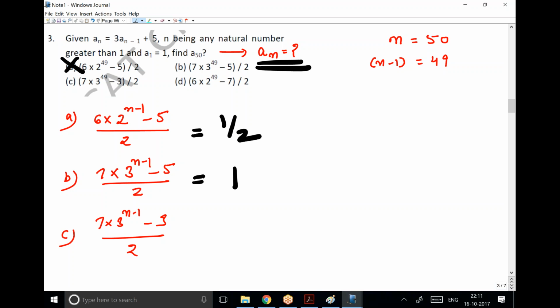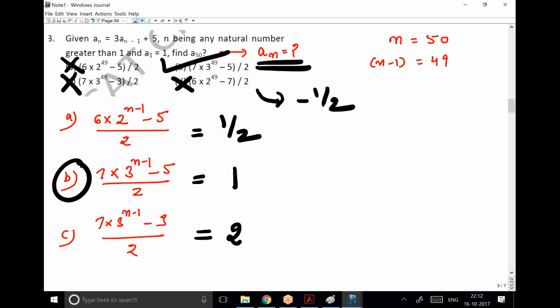I'm not saying it is our answer. It may be, may not be. I'm not sure about this. Look at the answer option C here. If we put 1 there, it comes out to be 2, which is again not possible. And if you look at our last answer option, which is answer option D, in the place of n, if you put 1, it comes out to be minus 1 by 2, which is also not our answer, because ultimately we know a1 has to be 1, which comes out to be only in answer option B. So the right answer for this question is answer option B.